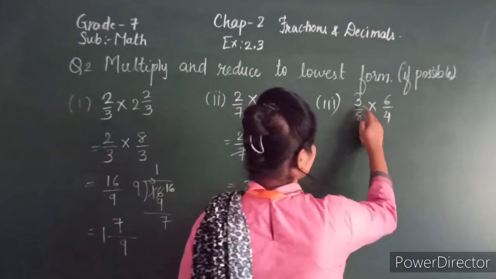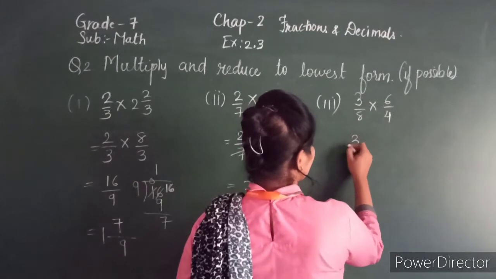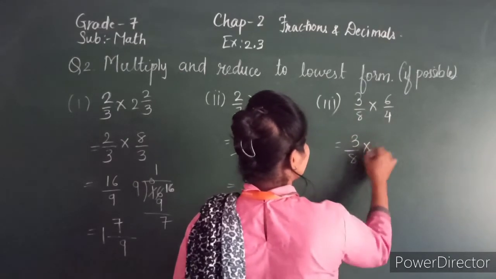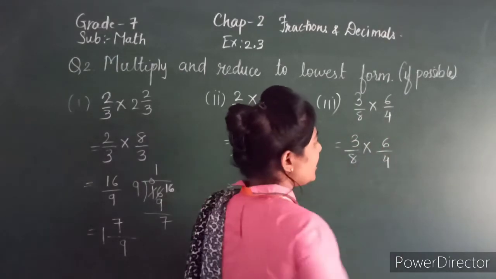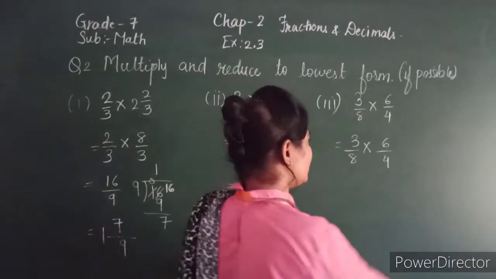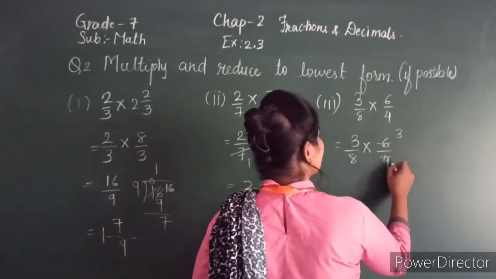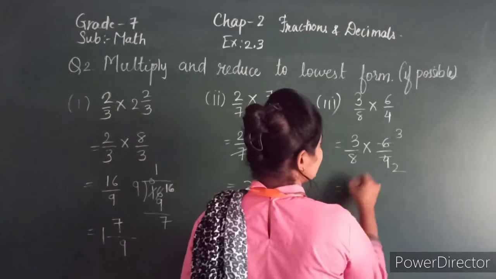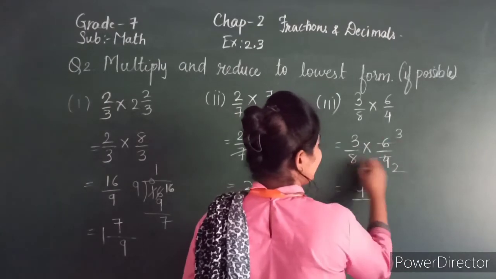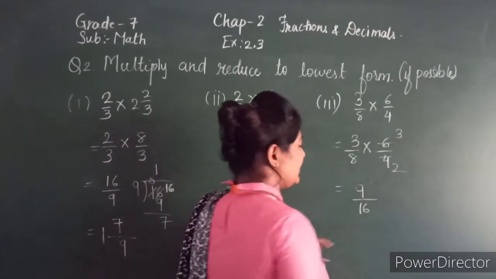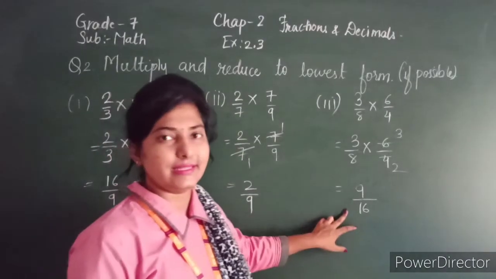Then third number, 3 upon 8 into 6 upon 4. Here also cutting is possible. So 2 3s are 6 and 2 2s are 4. So 3 3s are 9 and 8 2s are it is 16. So our answer is 9 upon 16.